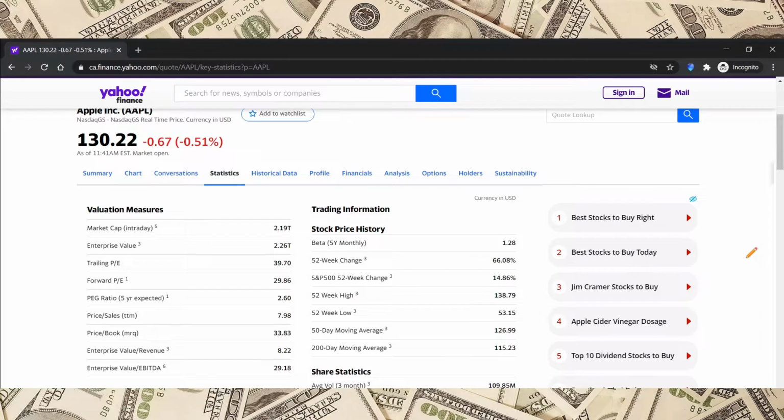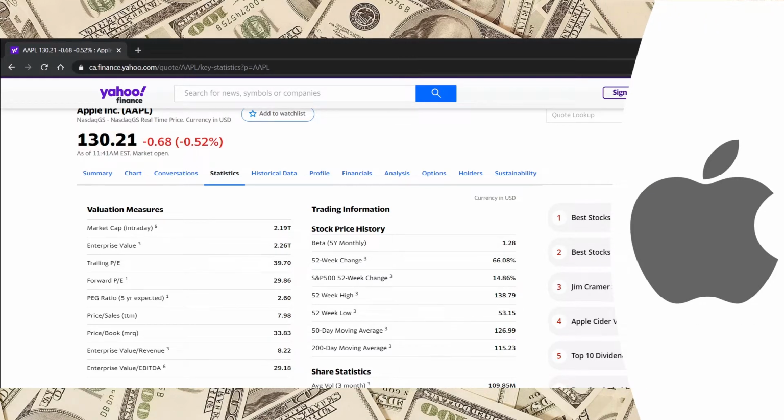Today we're looking at Apple using what we call the 6 factors for good investing.